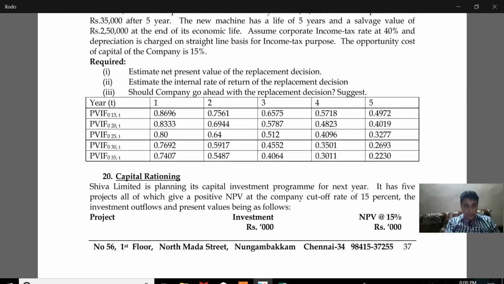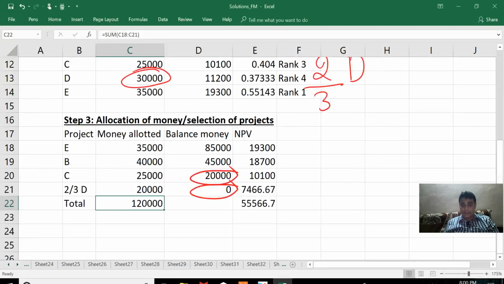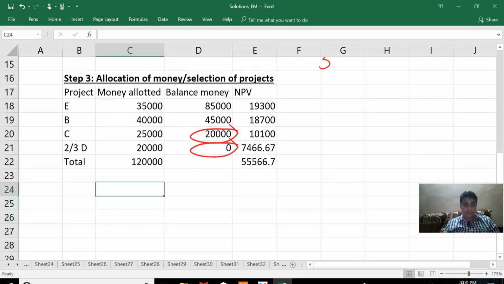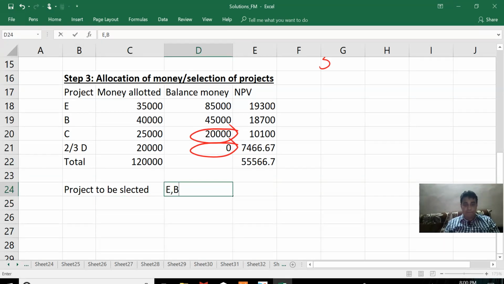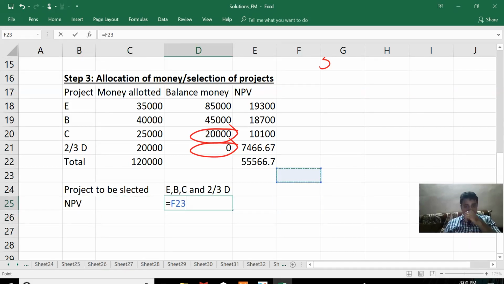Now, the requirement of the question was it has 5 projects. You are required to optimize the returns from a package of projects within the capital spending limit. Now, final my answer is, projects to be selected: E, B, C and 2 by 3 of D. NPV what you can earn is 55,567. This is something called as divisible projects.